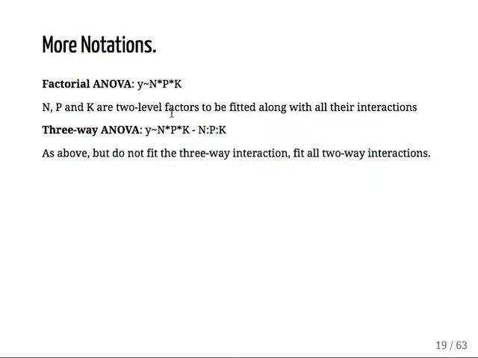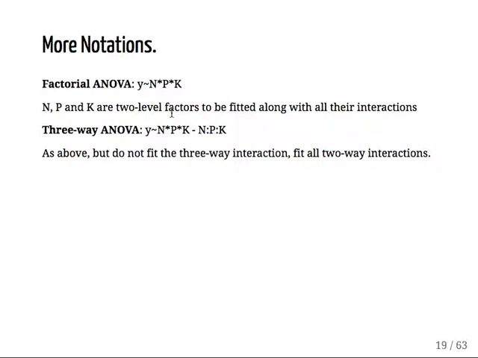Yeah. So if we want to have a three-way Anova, we would have y as our dependent and then n times p times k, and that's a factorial Anova which will have all the terms and all the lower terms. So we'll have the three-way interaction, then all the two-way interactions: n times k, n times p, p times k, and then all the main effects. Yeah, so that's a fully blown factorial Anova.